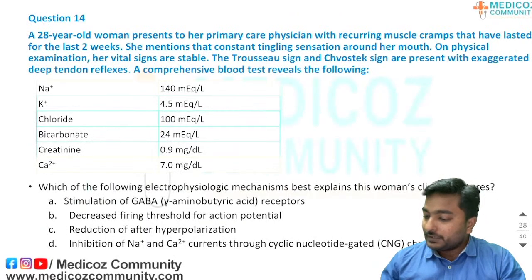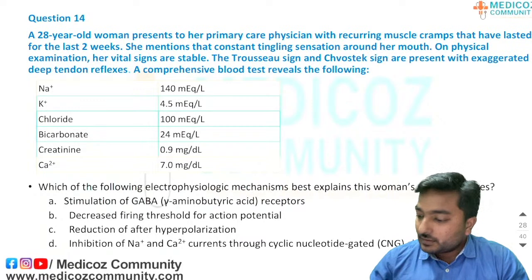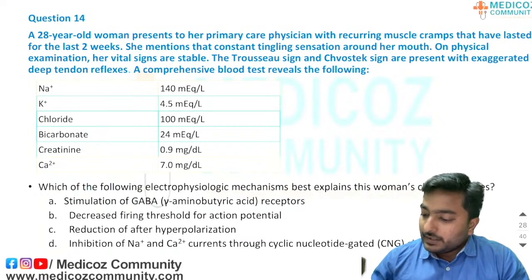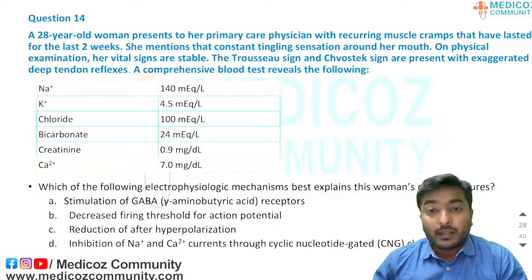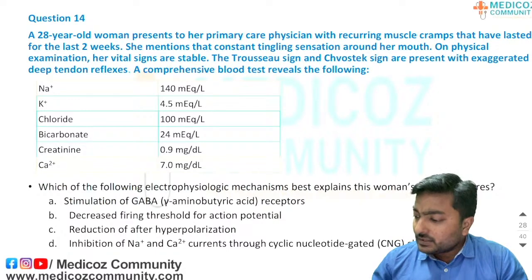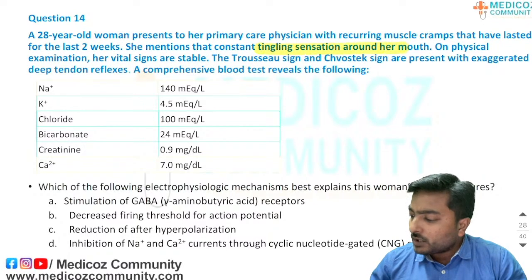Moving on to the next question. Question number 14. A 20-year-old woman presents to her primary care physician with recurring muscle cramps that have lasted for the last 2 weeks. She mentions a constant tingling sensation around her mouth. On physical examination, her vital signs are stable and the Trousseau sign and Chvostek sign are present.